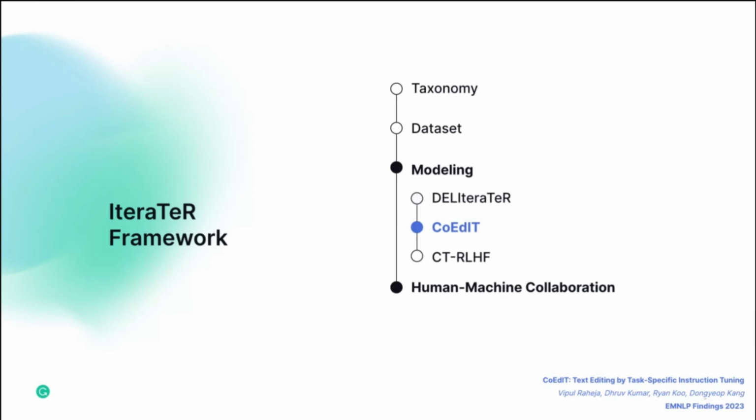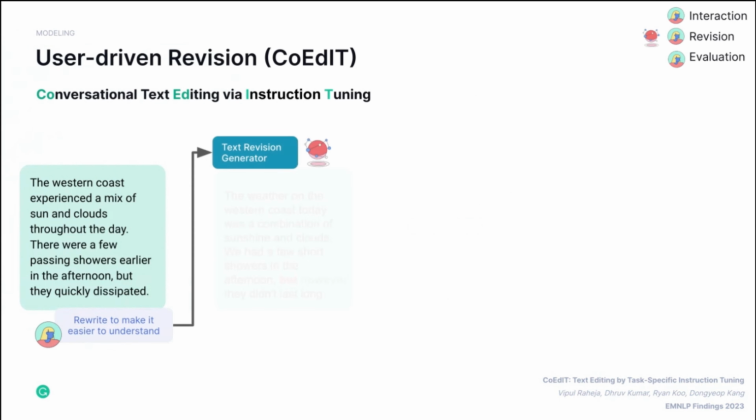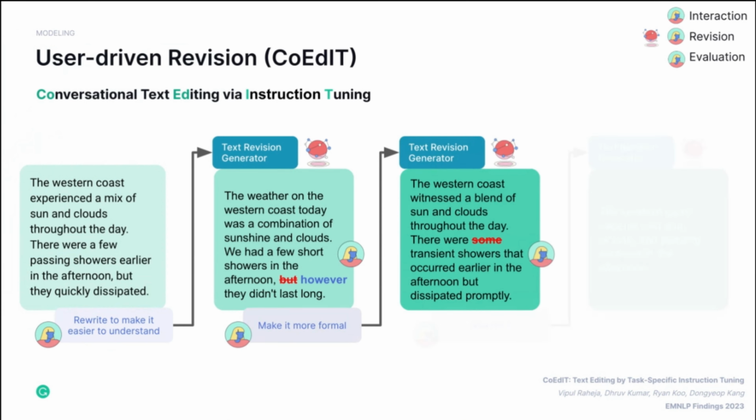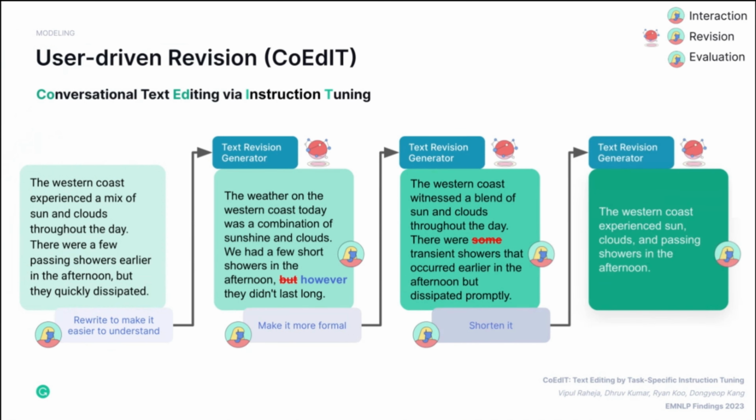So this was deliterator. Now I'll describe the user-driven model called Coedit. In contrast, deliterator, as you saw, was mostly system-driven. The system was figuring out what to do, and the user was just proceeding with that. Coedit stands for collaborative text editing via instruction tuning. We explored in this work the other end of the spectrum, where we gave the full control to the user to drive the revision process.